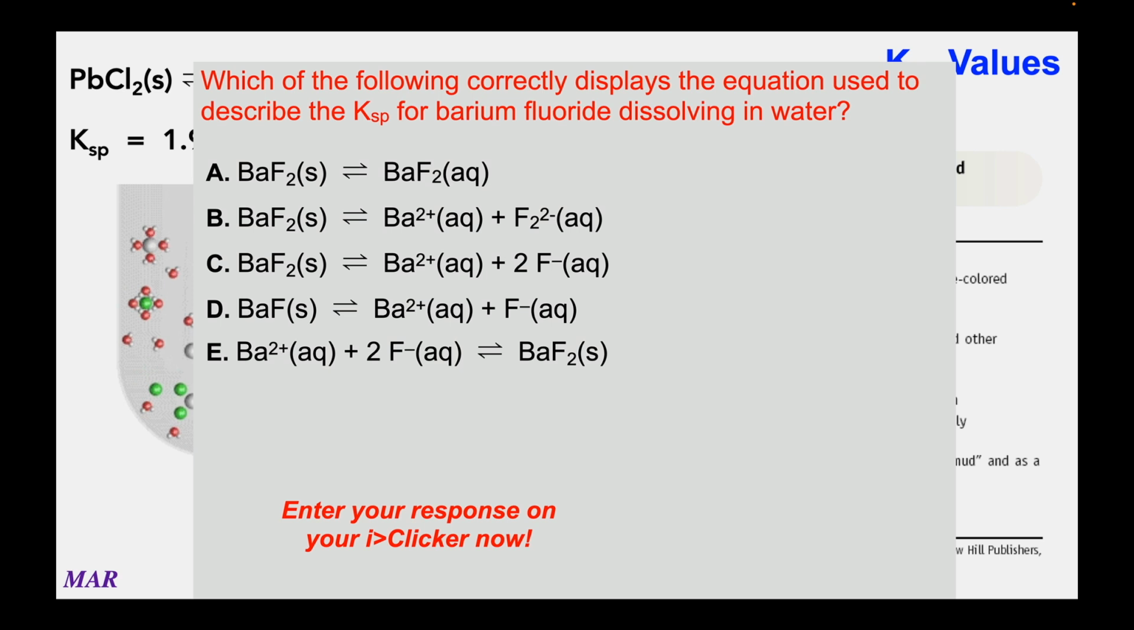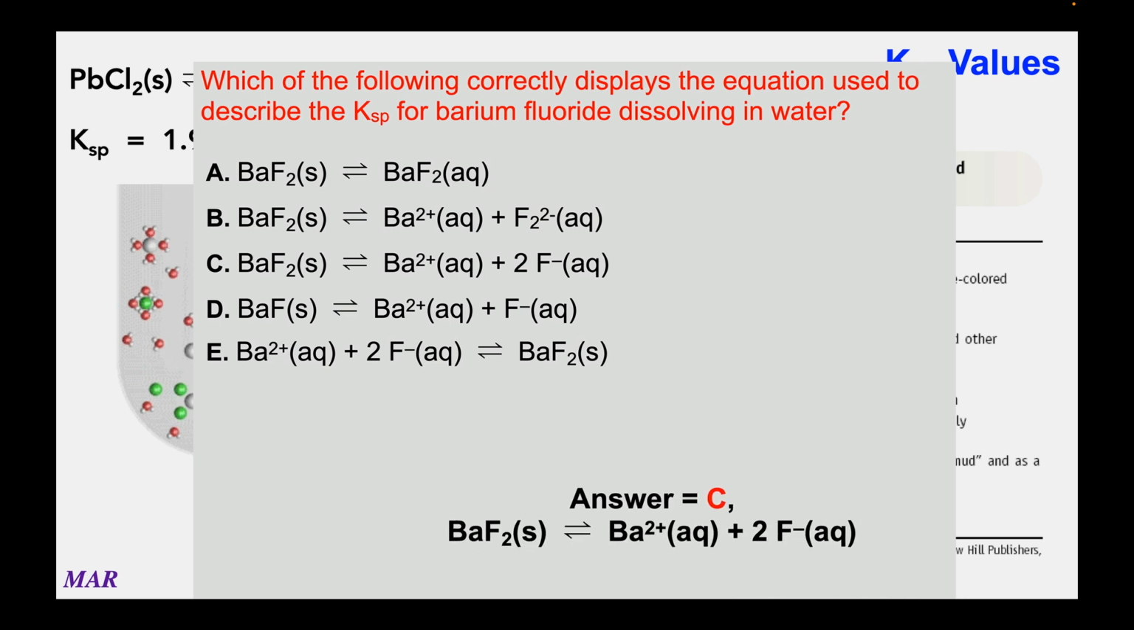So if you look at B, that's getting warmer. You've got a barium 2+ ion, but fluoride ions are F minus, and they don't like to be next to each other. So I don't know what that F2 minus thing is, and that's kind of weird. However, answer C has the solid barium fluoride, and the ions that go into it would be barium 2+ ions (aq) plus 2 fluorides (aq). I'm liking that. So answer C looks like a really good answer.